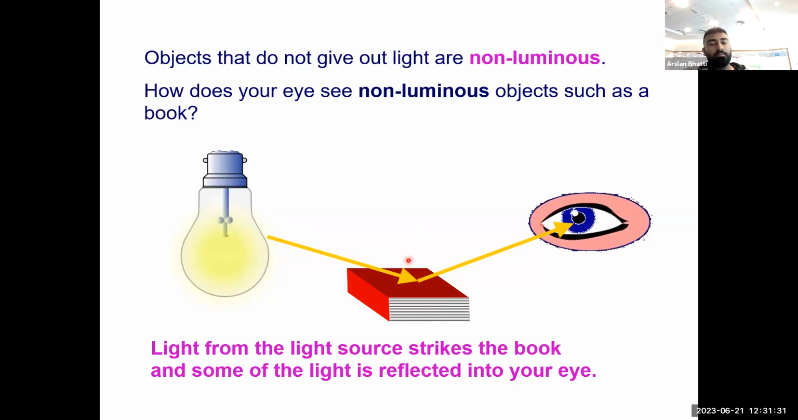Now, the cool thing with the book is that the book is actually going to absorb all the colors of light apart from red light. So the book reflects red light, which is why we see the book in this case as red. And that's the same for all other objects. So if you see a yellow banana, that's because the banana is reflecting yellow light. So light from the light source strikes the book, and some of the light is reflected into your eye.